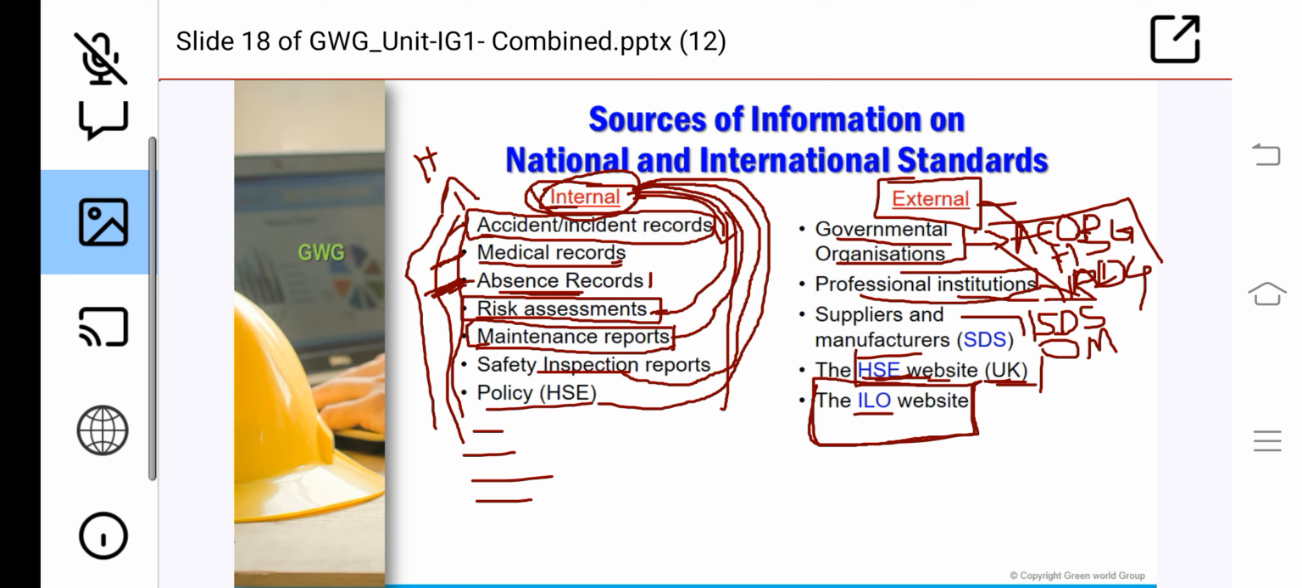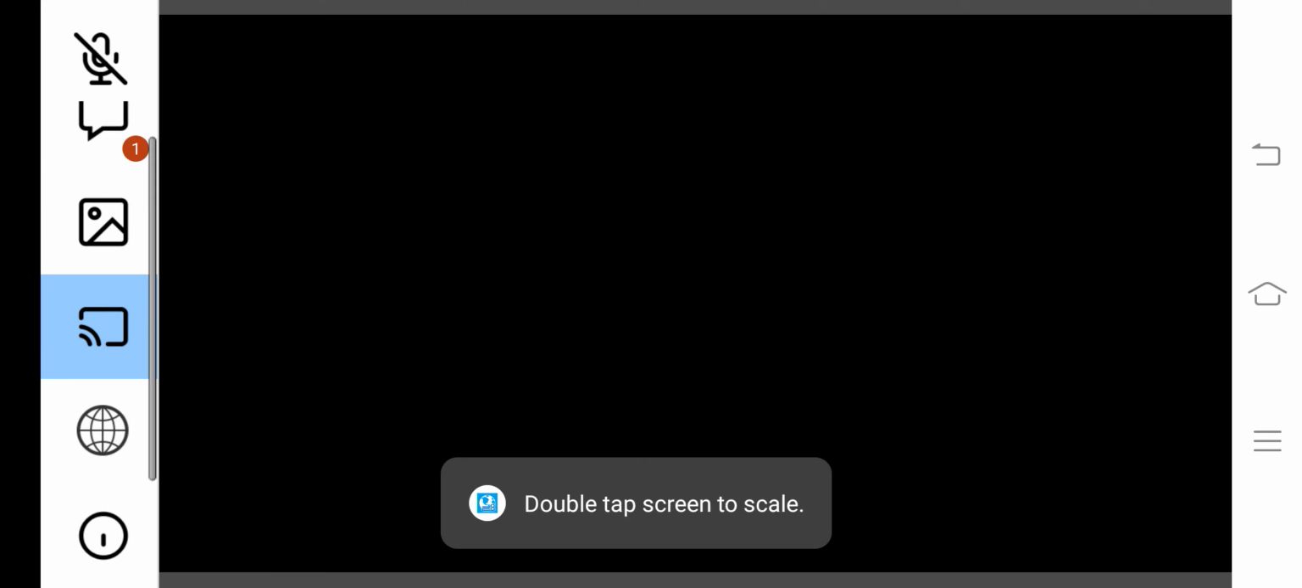ILO, HSE, websites, manufacturers or suppliers, these are all external sources of information for the employer, because the employer must take these sources of information so that they can improve health and safety within the organization. So internally they can get it through this, and externally they can get it through this. Now the same thing I have written into the class discussion notes.